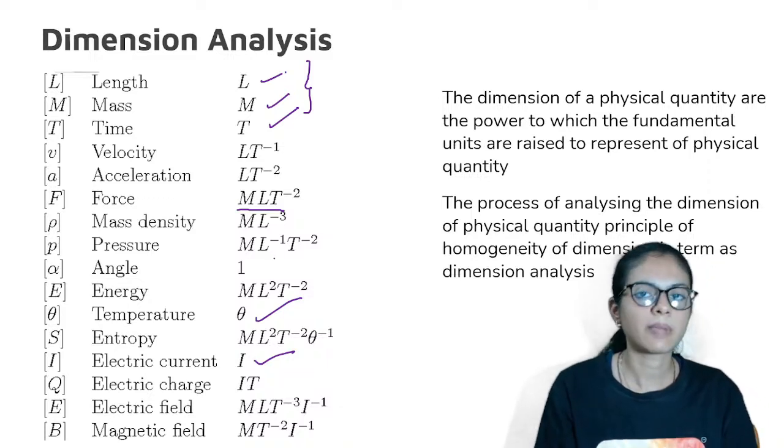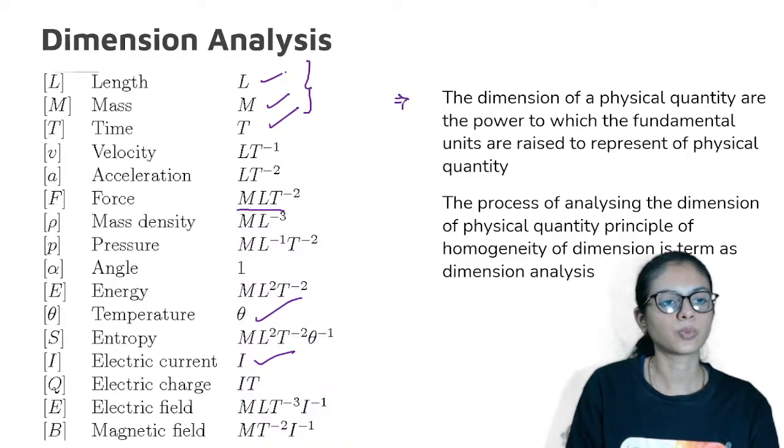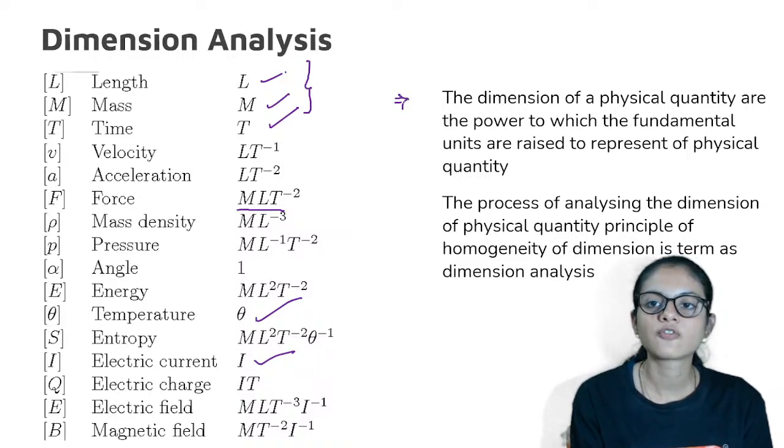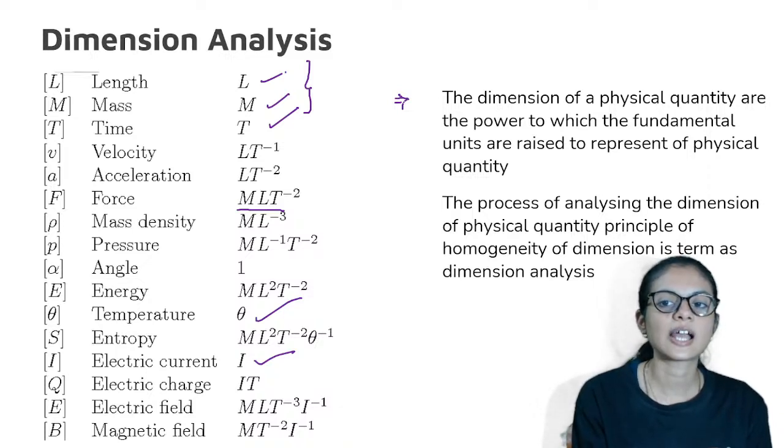So, how to find the dimension of the given things? There's a definition given over here. Let's read out what it is. The dimensions of a physical quantity are the powers to which the fundamental units are raised to represent that physical quantity. Nothing but, in a bracket with a power, we'll be representing it. The process of analyzing the dimension of a physical quantity, using the principle of homogeneity of dimensions, is termed dimension analysis. So what is dimension analysis?